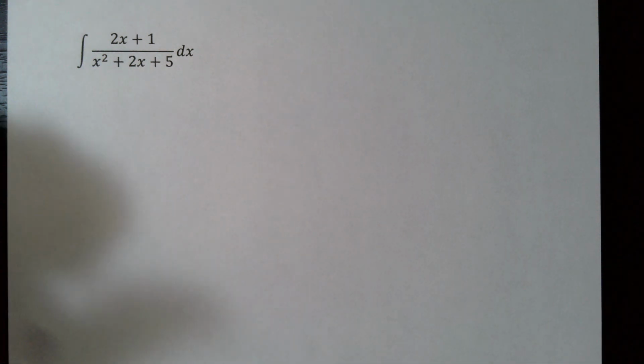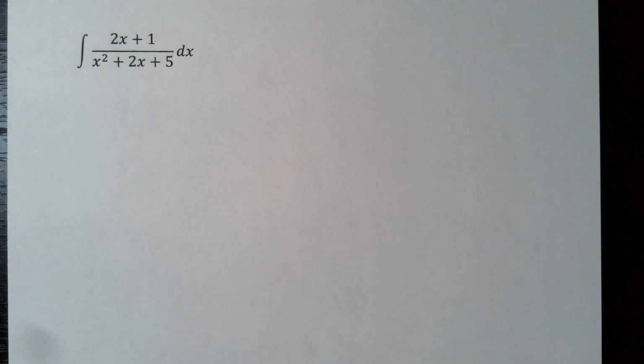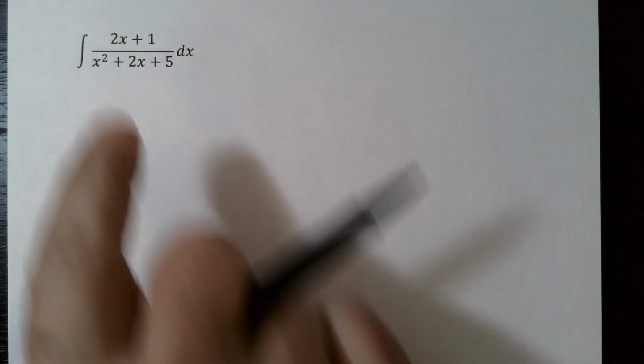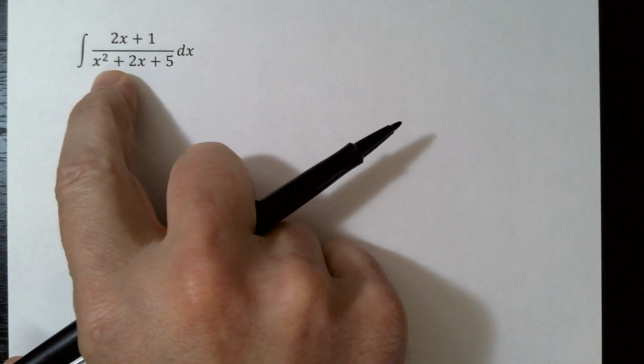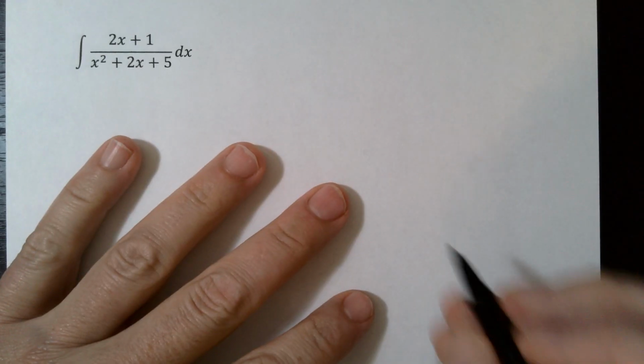All right, in this video, we're going to be looking at the integral of (2x plus 1) divided by (x squared plus 2x plus 5). Okay, so our strategy, first of all, is going to look at the bottom here, this trinomial. We're going to complete the square on it.